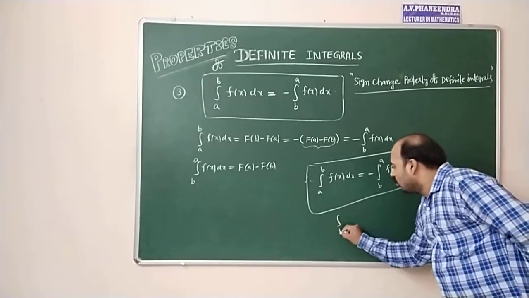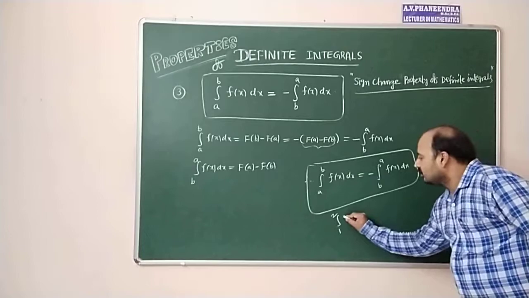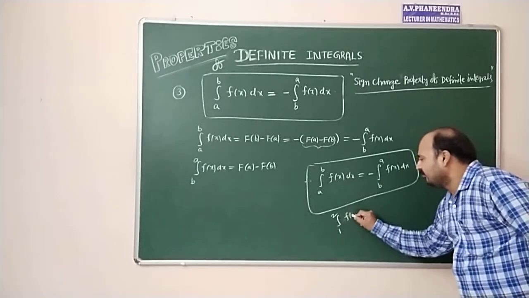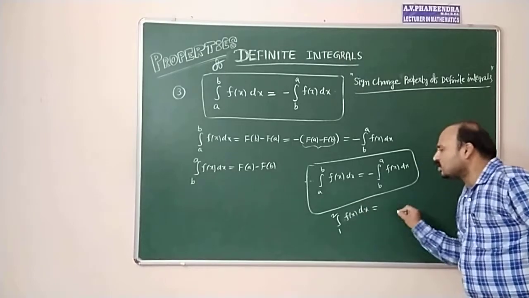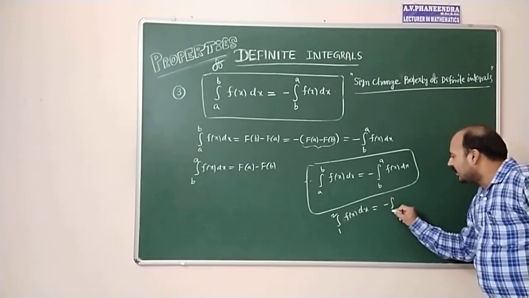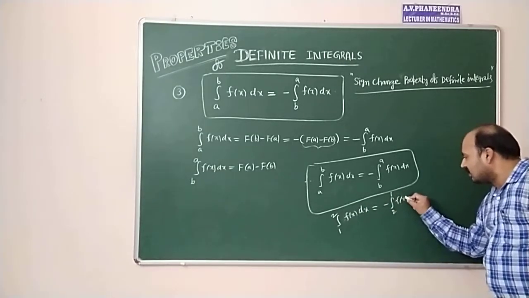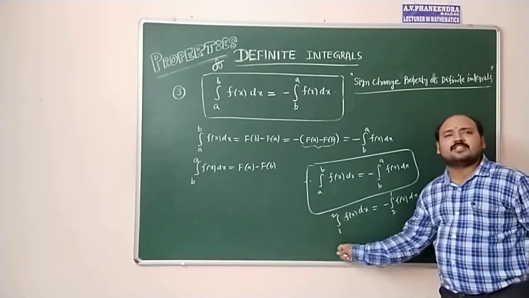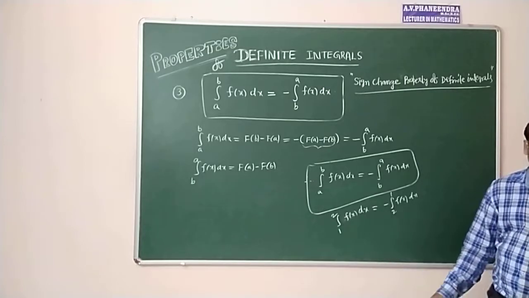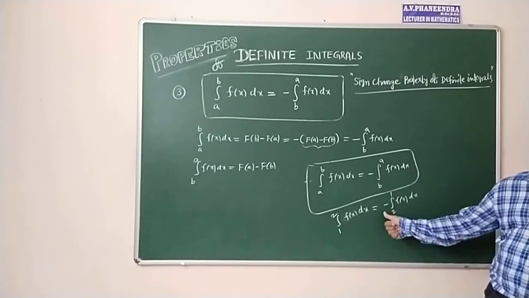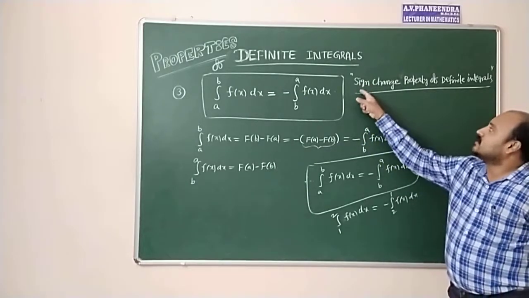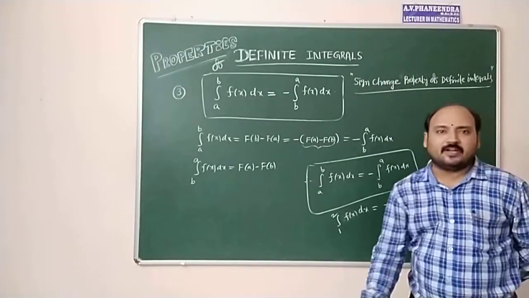If 1 to 2, suppose 3x plus 5, or better, some f of x dx, this is also equal to minus integral 2 to 1 f of x dx. That's all. Whenever you interchange the limits, upper limit and lower limit, the sign of the integral will automatically change. That is the main aim of this property, the sign change property of definite integrals.